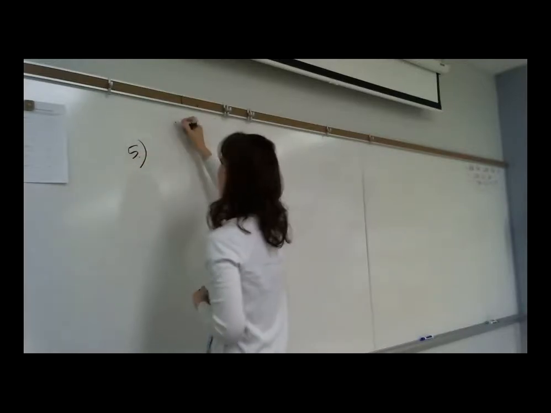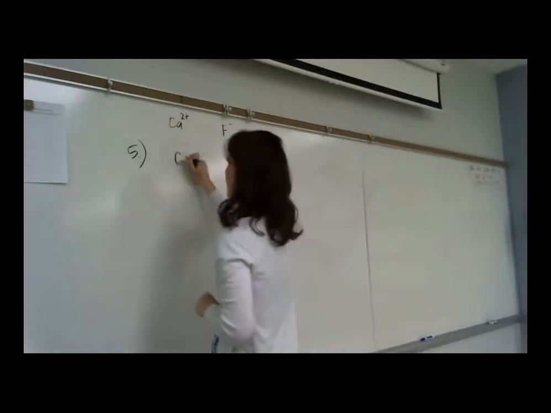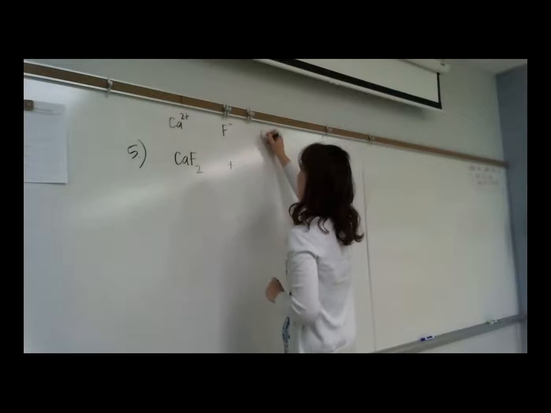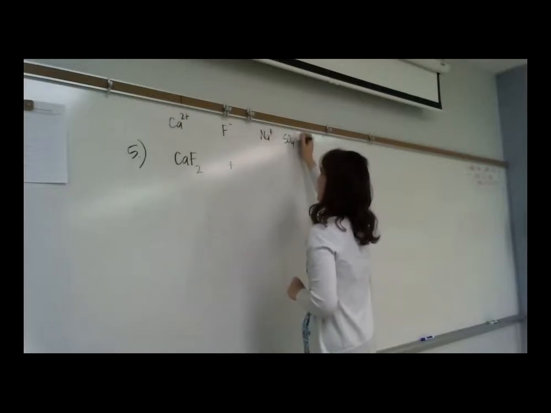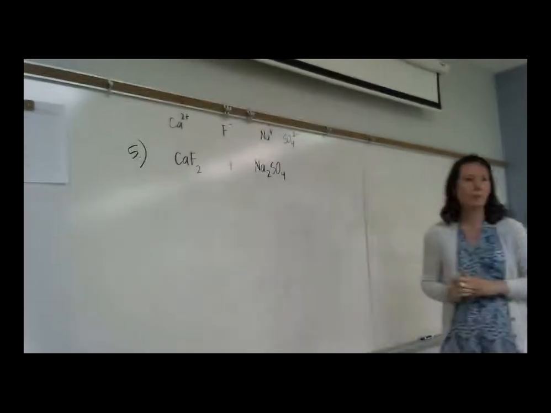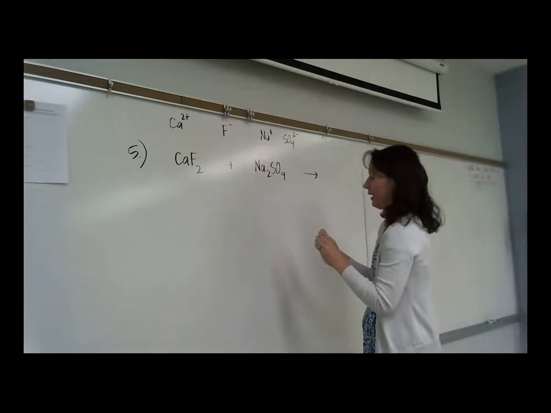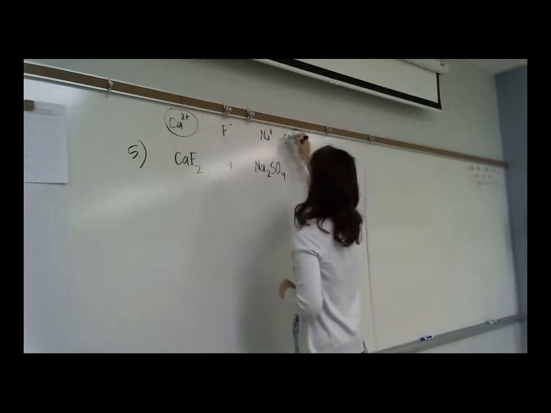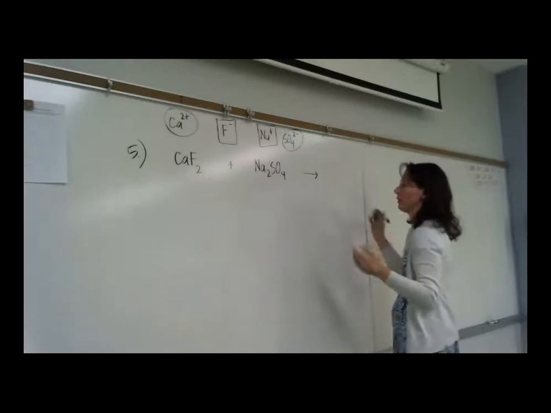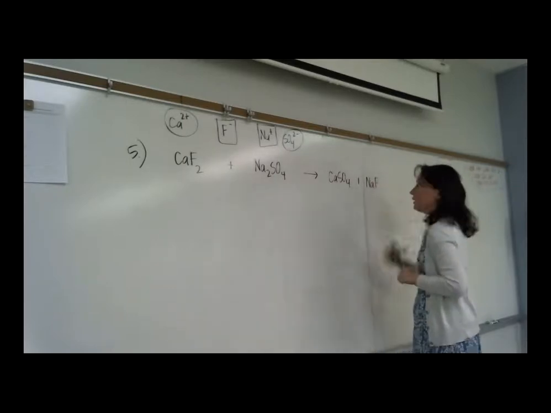Number 5, calcium fluoride. So that's Ca2 plus and F minus. Yes. So that gives us the formula CaF2 combines with sodium sulfate. Sodium is Na plus, sulfate is SO4 2 minus. So that's Na2SO4. Do we agree? What kind of reaction is this? Double displacement. Right? So that means that the cations and the anions switch. So that means calcium and sulfate are going to get together, and sodium ion and fluoride are going to get together. Right? Doesn't matter which one you write first. So CaSO4 is one product, and NaF is the other.